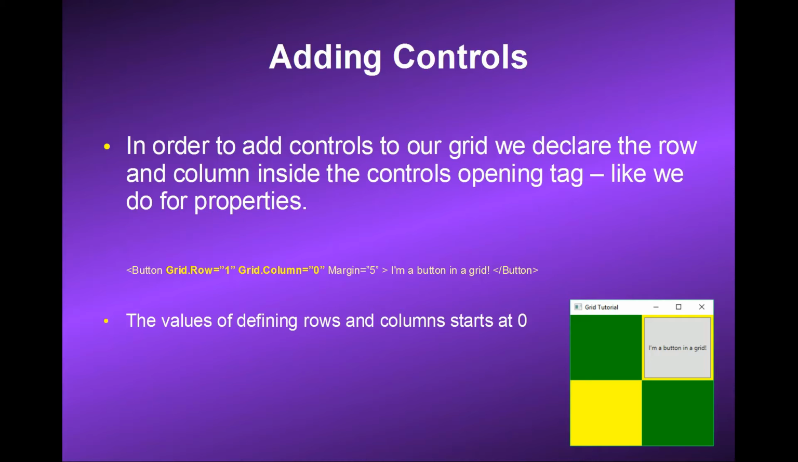The values of defining rows and columns starts at 0. So when I say row 0, it actually means the first row. When I say column 0, it means the first column, which is why this image in the bottom right corner is unfortunately inaccurate according to the example.